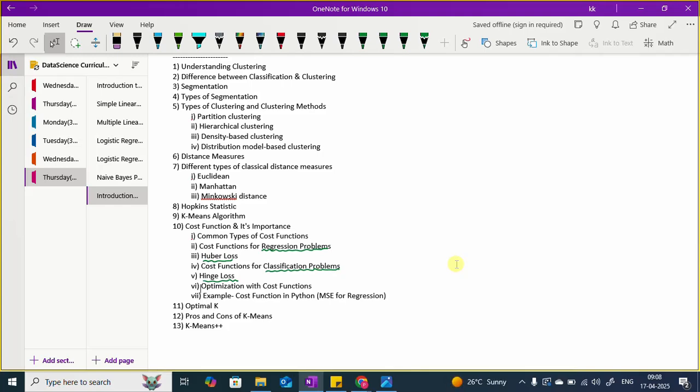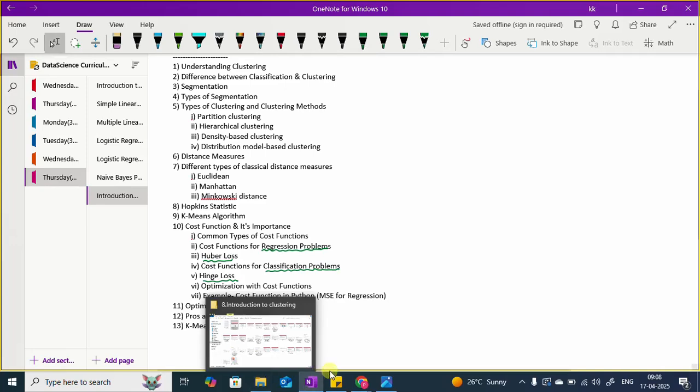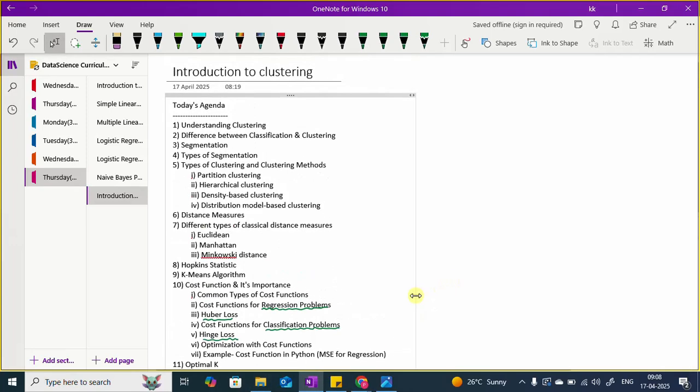Then pros and cons of K-means, then K-means clustering, K-means plus plus. So obviously we'll discuss one by one. Let's start from the beginning. The first one is understanding clustering.